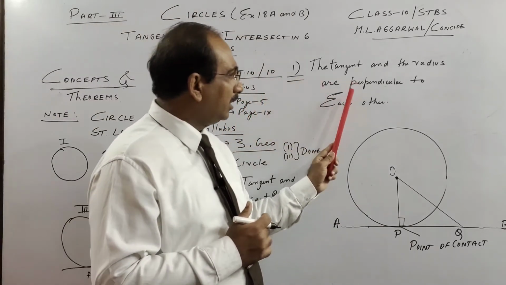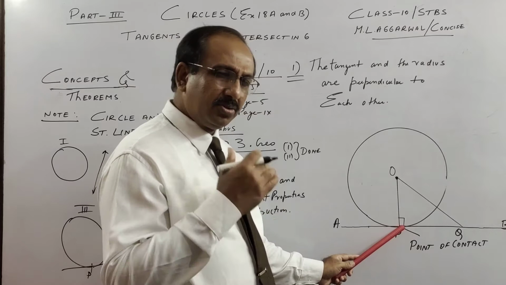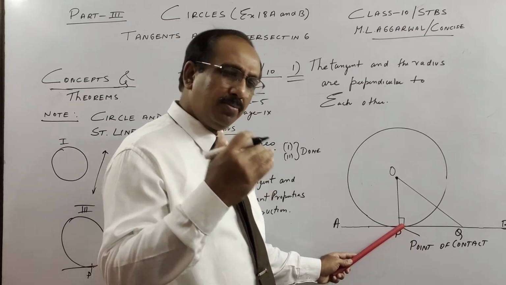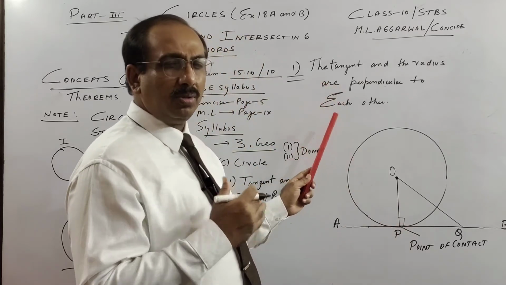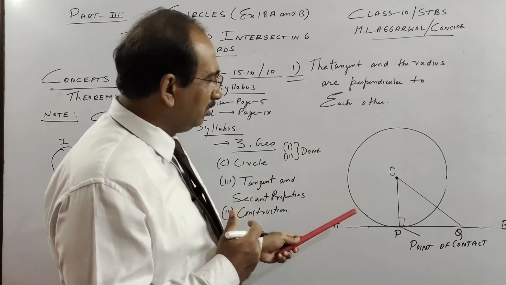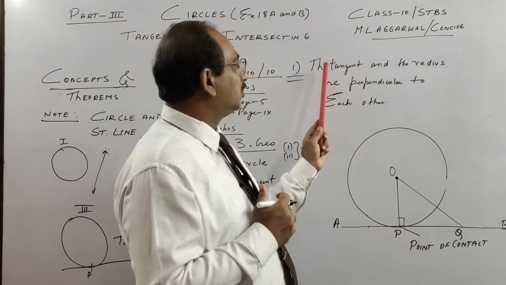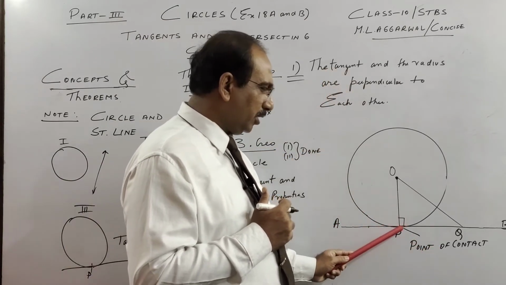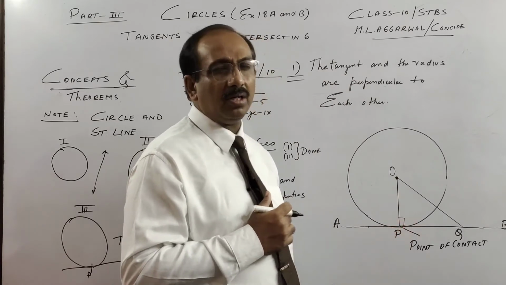So, the tangent and the radius at the point of contact. See the wording in the book, children. In the syllabus you see, I'm writing in short because I'm concentrating more on giving you the concept. So the tangent and the radius at the point of contact are perpendicular to each other.